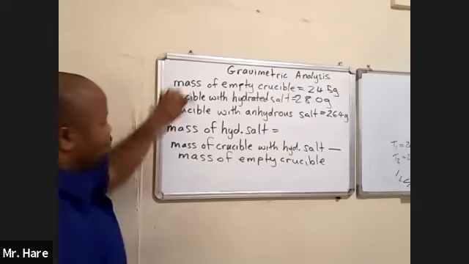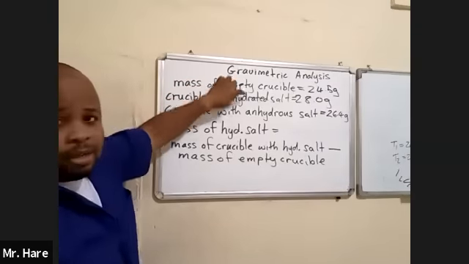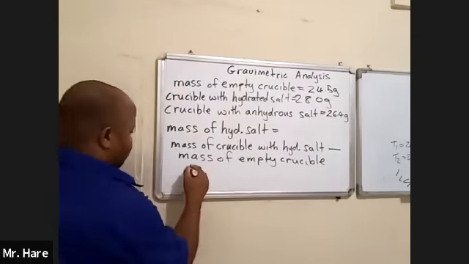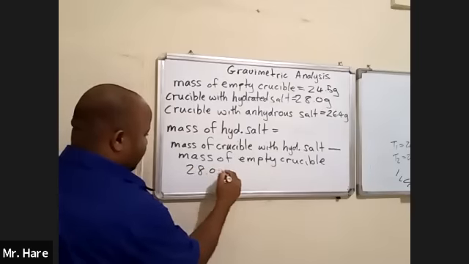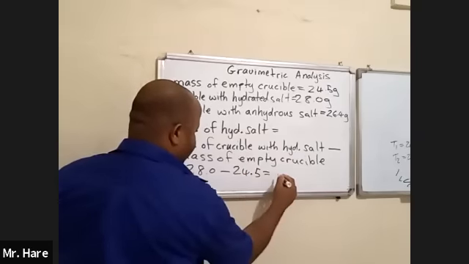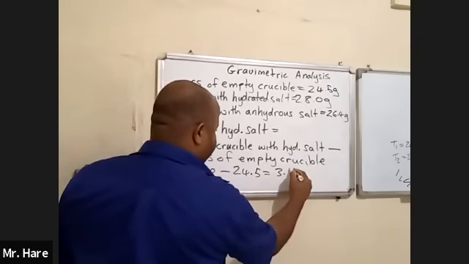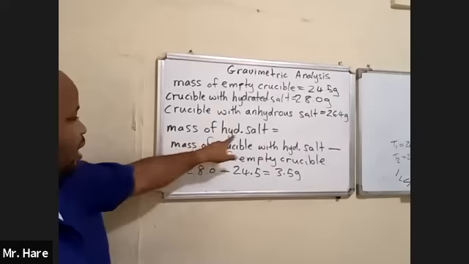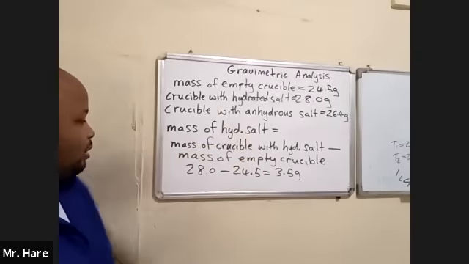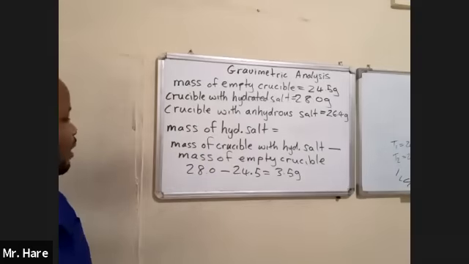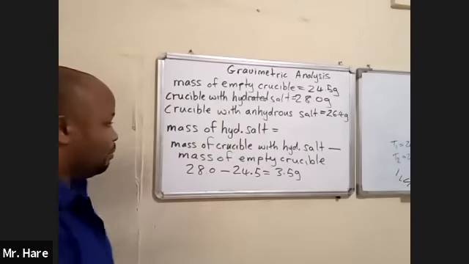the mass of the crucible with the hydrated salt minus the mass of the empty crucible. So that would be 28 minus 24.5. That should be 3.5 grams. So this is how you would work out the mass of the hydrated salt: the mass of the crucible with the hydrated salt minus the mass of the empty crucible.